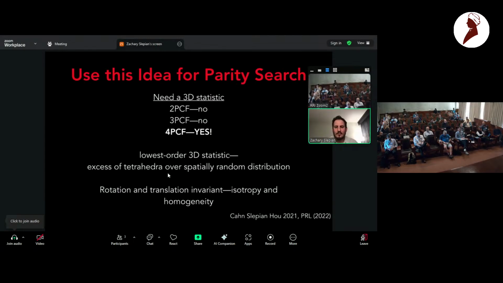So this is important because, as I said, we generally assume isotropy and homogeneity in cosmology, and so we want rotation and translation invariance. And you can see that this construction is rotation and translation invariant because you can take your hand with this tetrahedron on it and rotate it all around, and you haven't changed the shape. And you can move your hand back and forth, translate it, and you haven't changed the shape. So this idea of using the 4-point correlation function to probe parity was presented for the first time in a PRL by Bob Kahn, myself, and Jiamin Hu in 2021, which actually took till 2022 to get published. So you can find that at the lower right.